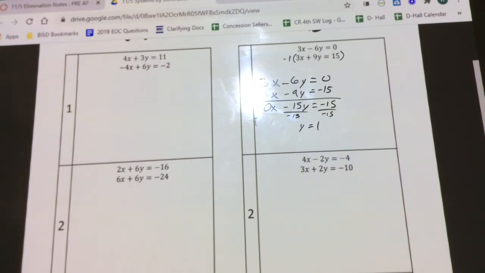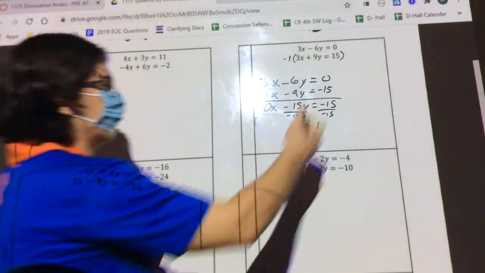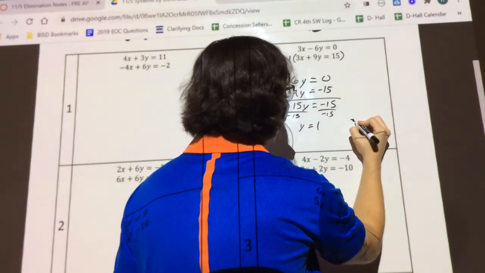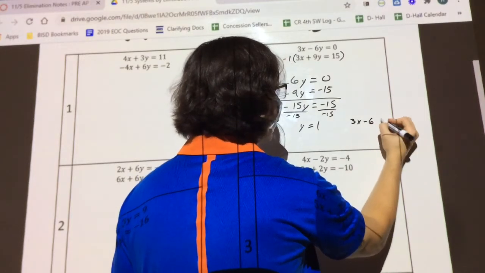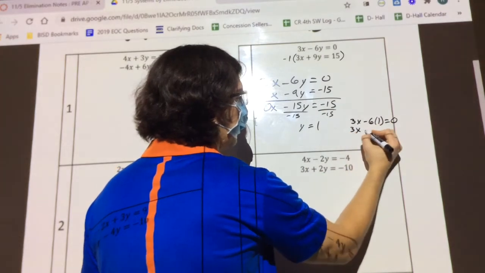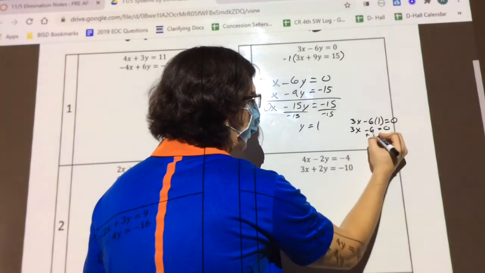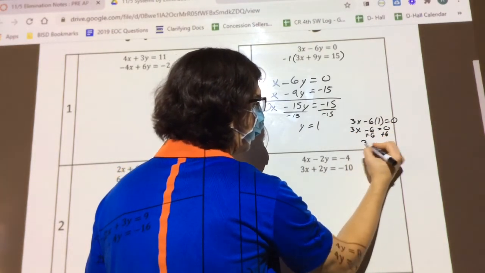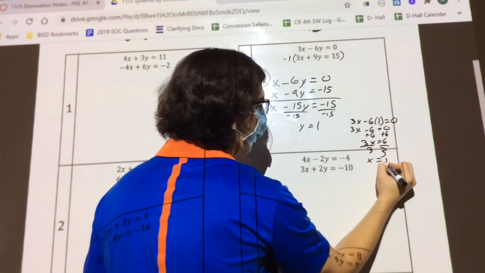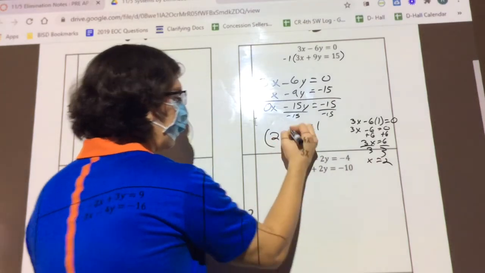All right, so now I've got to plug it in here. So I take that 1. Does it matter which equation I put it into? So I'm going to just pick the top one again. So I'm going to have 3x minus 6 times 1 equals 0. So 3x minus 6 equals 0. Add 6. So my ordered pair is 2, 1.